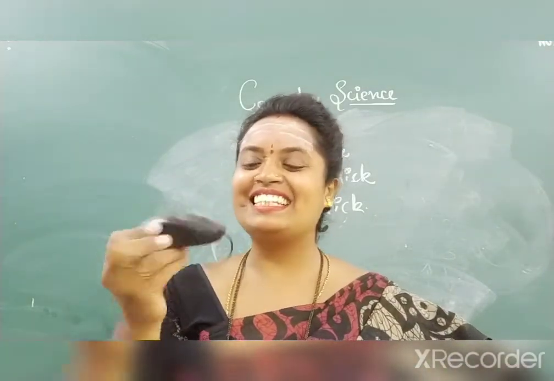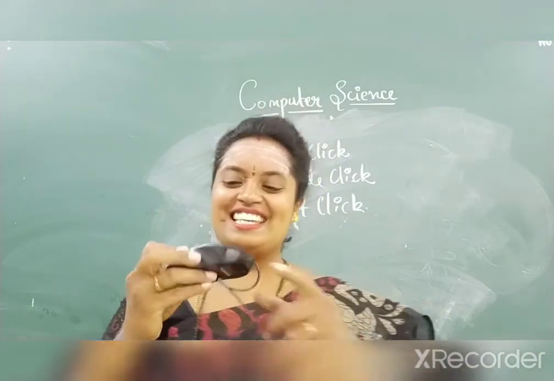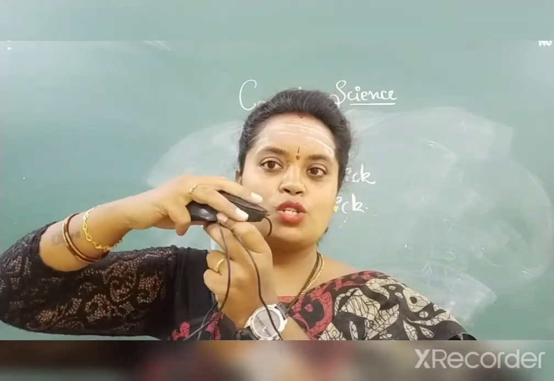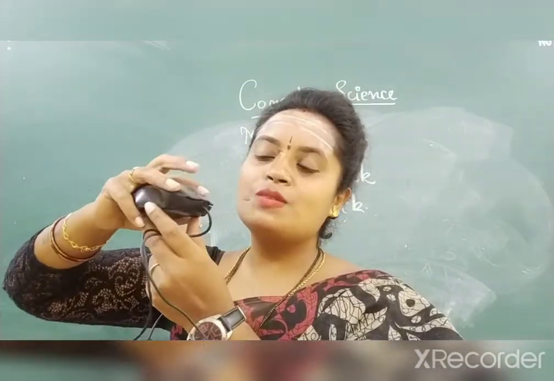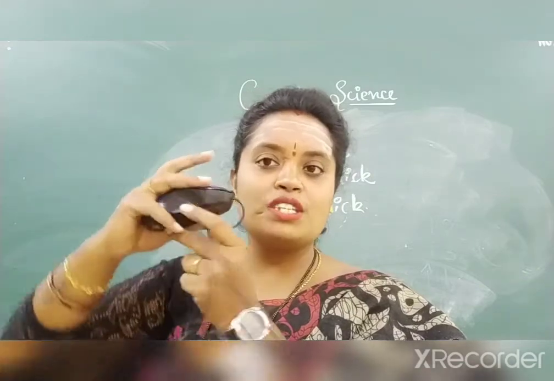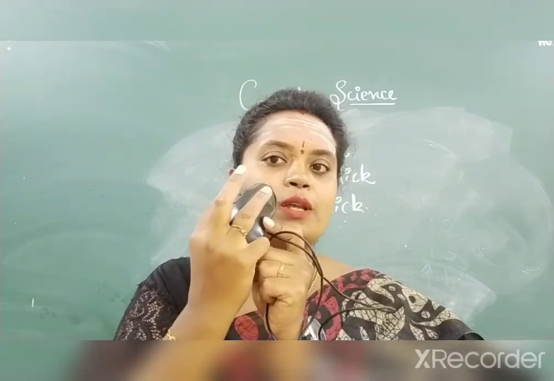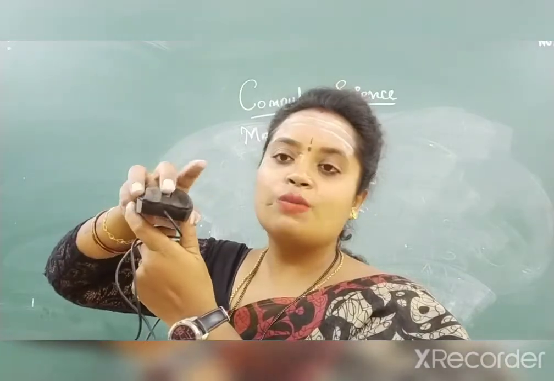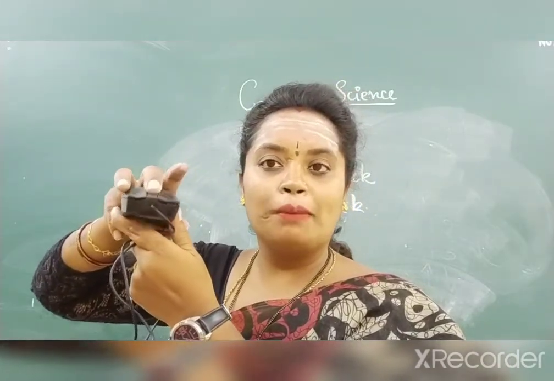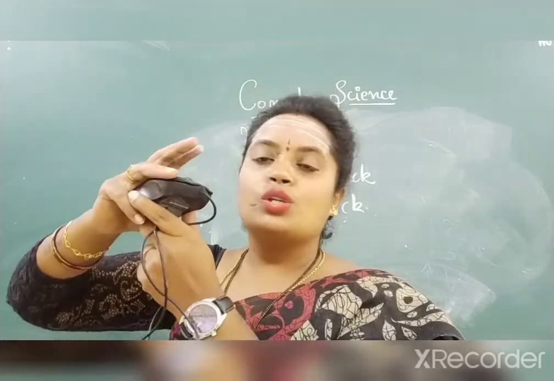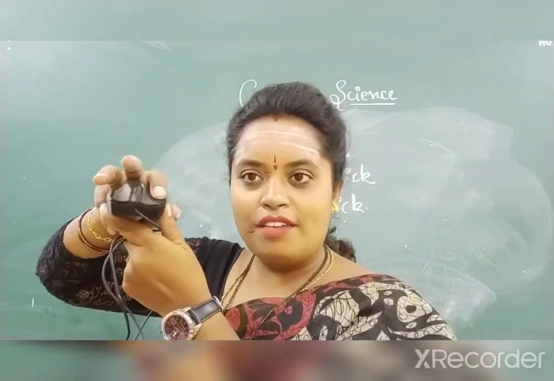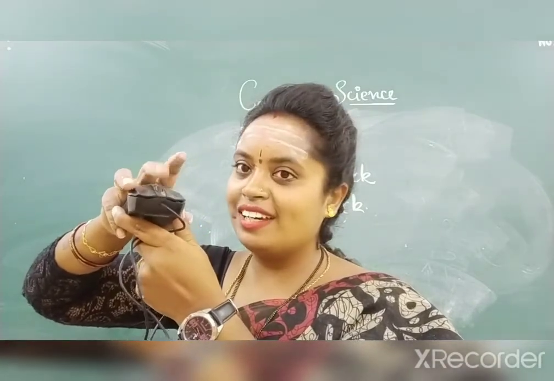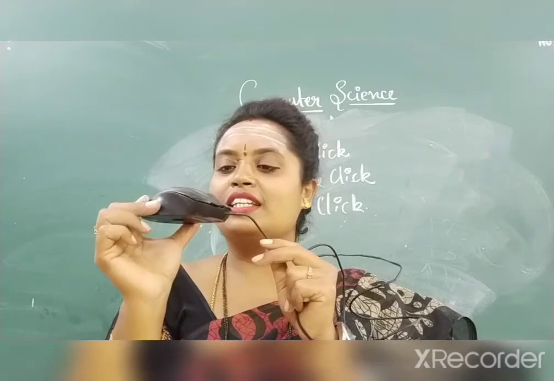Here it is. Can you see this, children? You're supposed to hold the mouse like this. This will be your right click. Are you following? This one will be your left click. And this one, scrolling and clicking, will be your middle click. So this is your right click, this is your left click and this is your scrolling and middle click. Got it children?